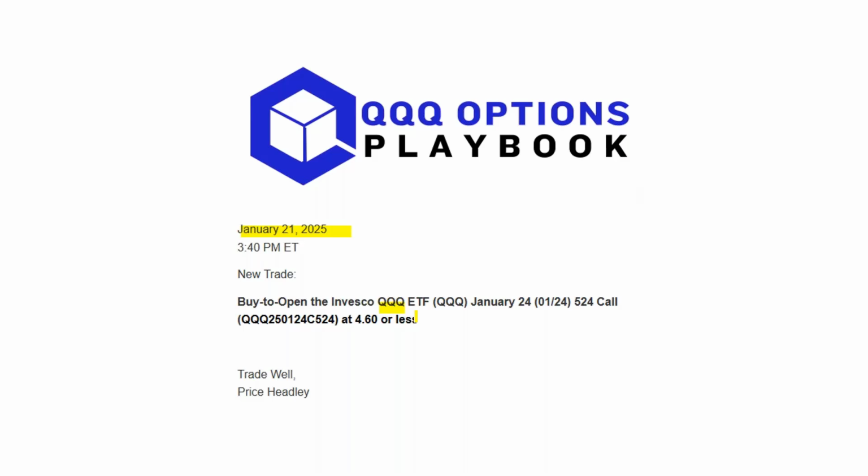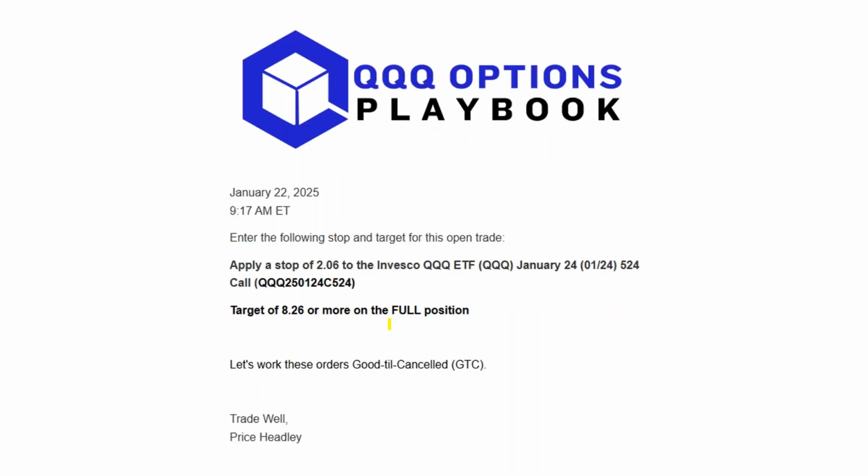You know it's going to be on the Qs only, QQQ. We tell you the exact expiration, January 24th. We tell you the strike price. We tell you it's a call. We even give you the option symbol down here on the second line. And of course, we tell you what to pay for that trade. So no doubt, you know you're trading the Qs, you know the expiration, you know the strike price, you know the direction, and you know what to pay. So no doubt.